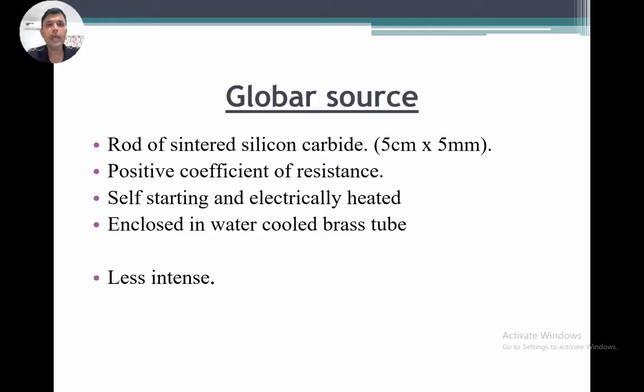It is usually enclosed in water-cooled brass tubes, which helps to maintain a stable temperature and prevent overheating during the operation. When heated to a temperature around 1000 to 1500 degrees Celsius, the globar source emits IR radiation over a wide wavelength range, making it suitable for IR spectroscopic applications. However, the main drawback is that it produces less intense radiation as compared to the Nernst glower. That is the main disadvantage of the globar source.